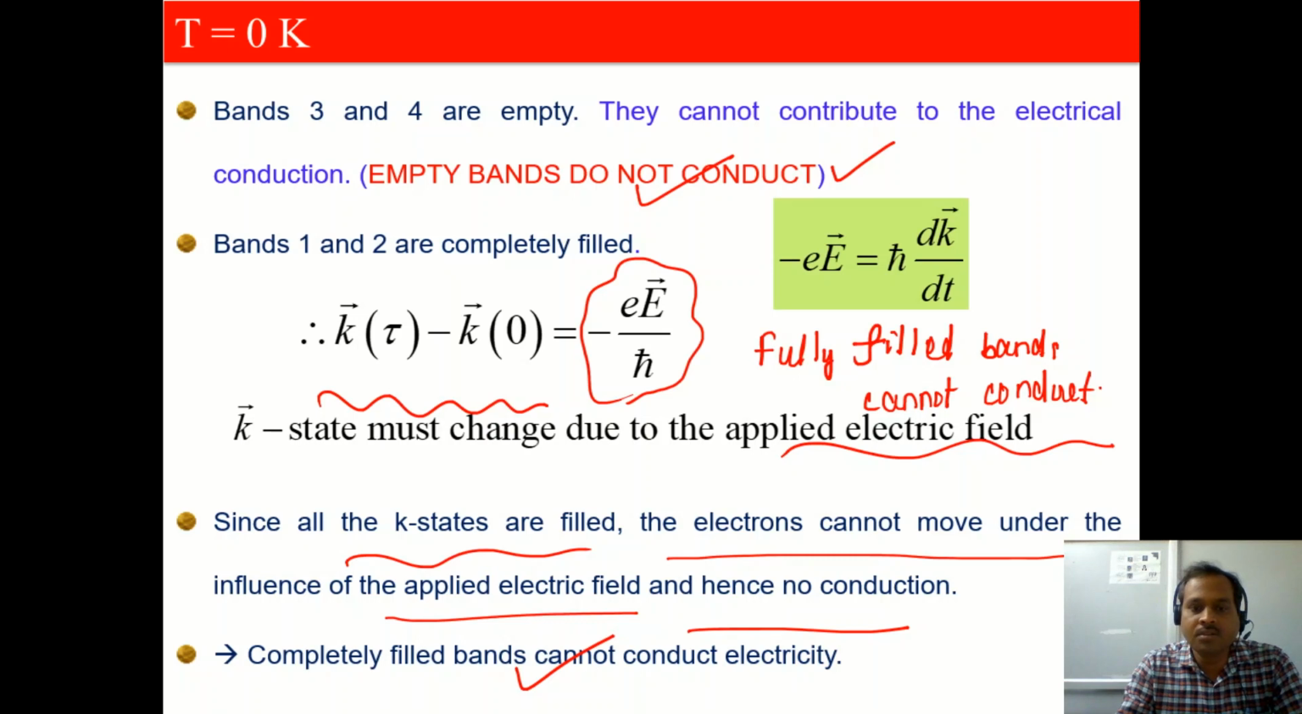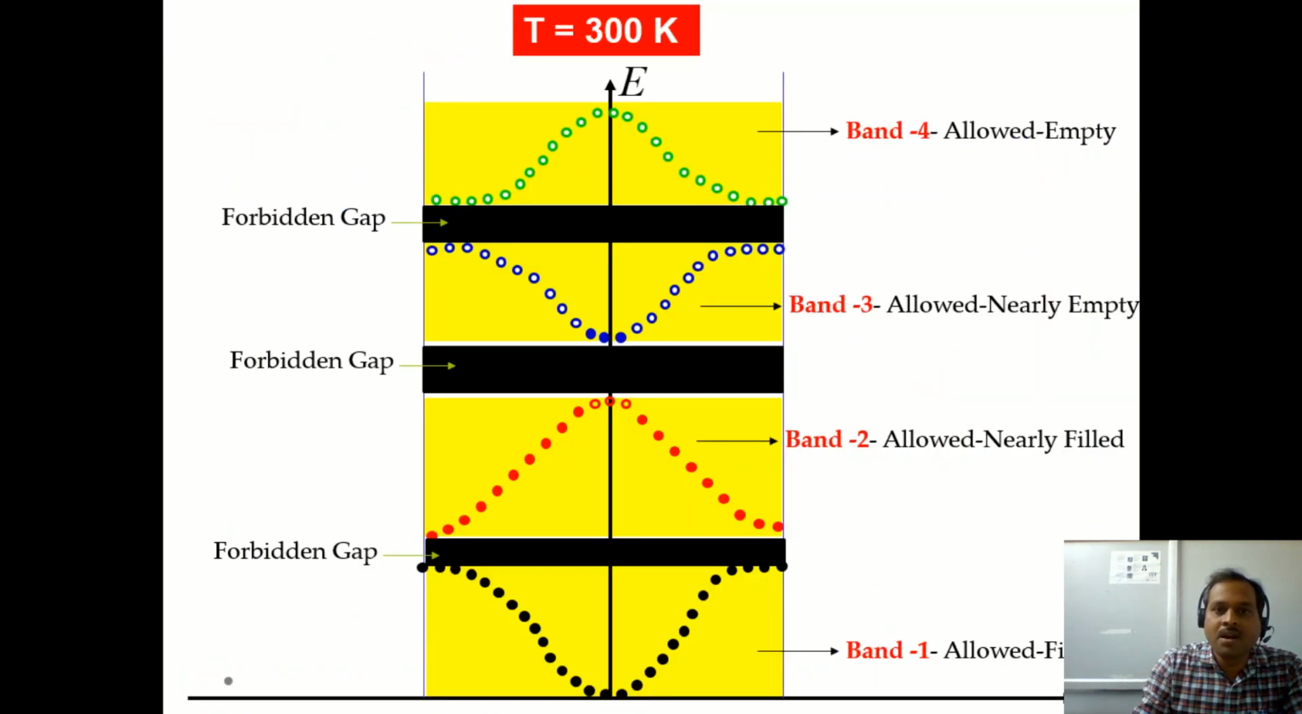Now let us try to apply some temperature at any finite temperature. We'll see what is the situation. Suppose at room temperature, that is 300 Kelvin, what is the status? Let us examine. When we increase the temperature, few electrons from band 2 undergo transition due to the thermal energy, and they are occupied in band 3, and the number of electrons is very less.